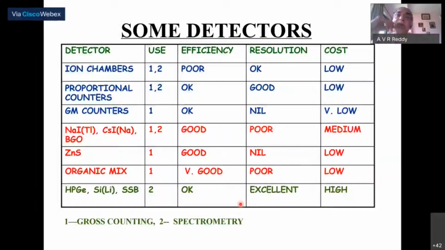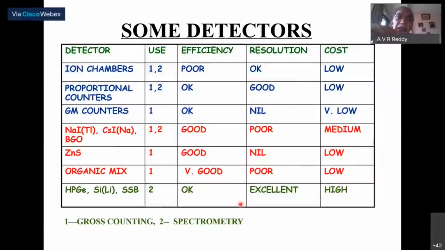Organic mixtures can be used as scintillation detectors. In fact, they are very good. But again, this is for gross counting. It is very difficult to get spectrometric measurements, though nowadays people do get alpha spectrometric applications. Efficiency is excellent. In fact, for alpha detection, you can go as near as 100 percent as the sample is immersed in the mixture. That is, all of it is surrounded by the detector material. Resolution is poor, and of course, the price is pretty low.